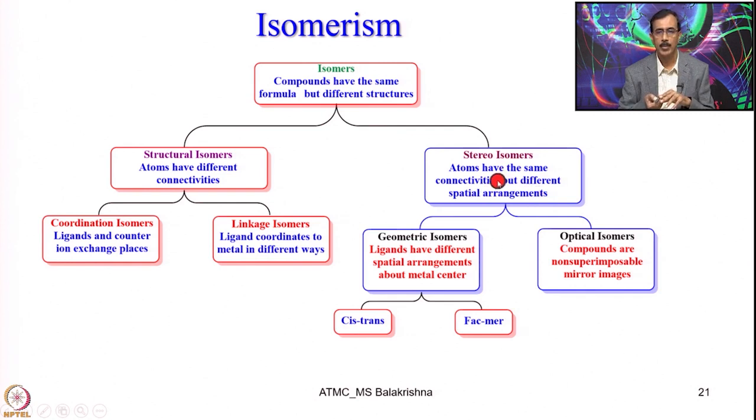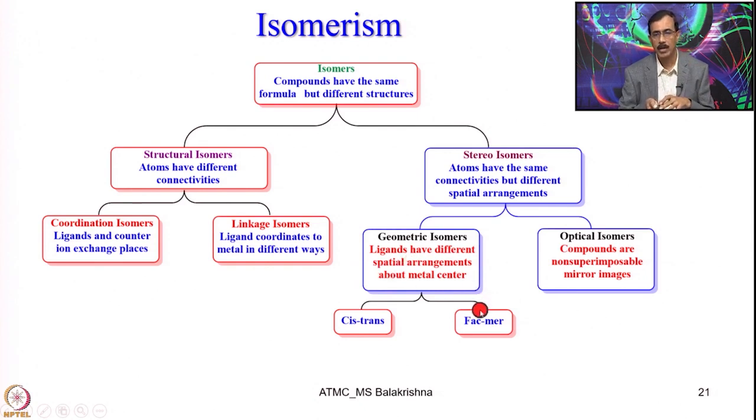For example, MA2B2 is there. Okay. In that case, what happens? 2A can be opposite to each other or on the same side. So, that results in geometric isomers. That means ligands have different spatial arrangements about the metal center. In that case, we can have cis and trans geometry, especially in case of square planar complexes and also in case of octahedral complexes. When we have MA2B2 in case of square planar complexes and MA4B2 or MA2B4 in case of octahedral complexes, we come across cis and trans isomers.